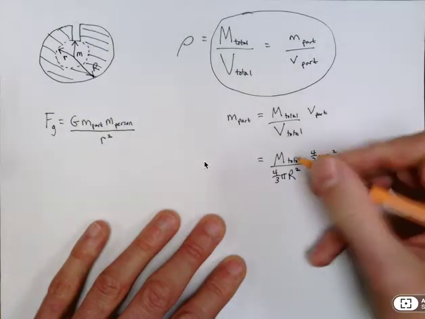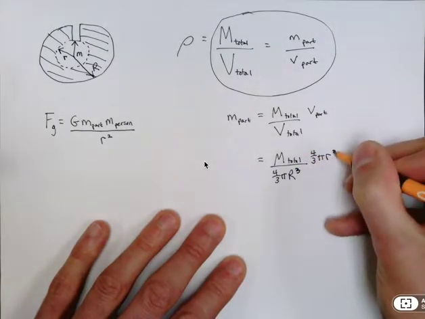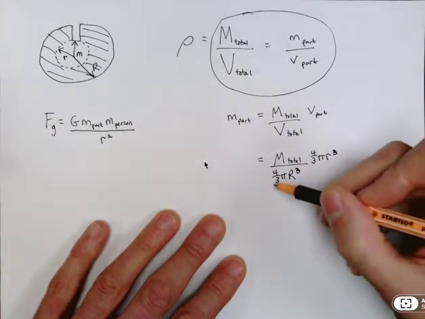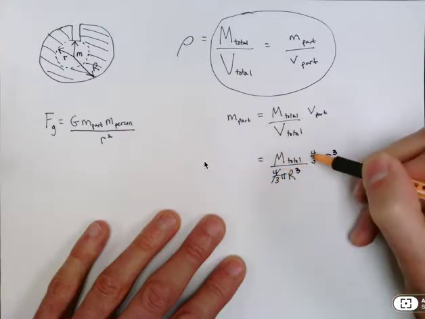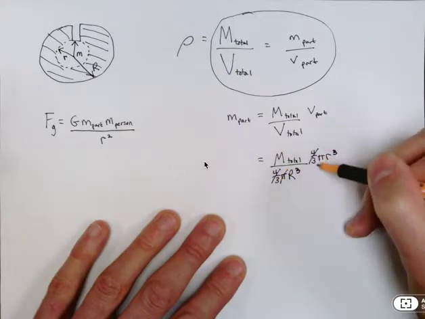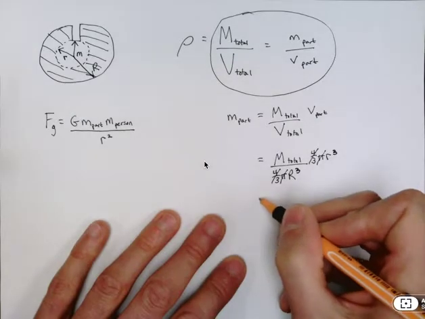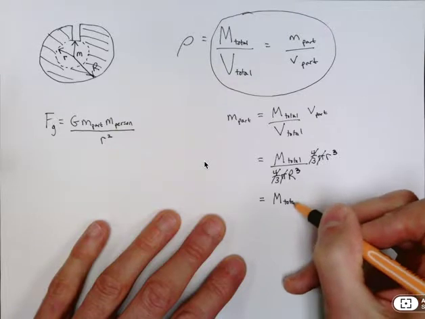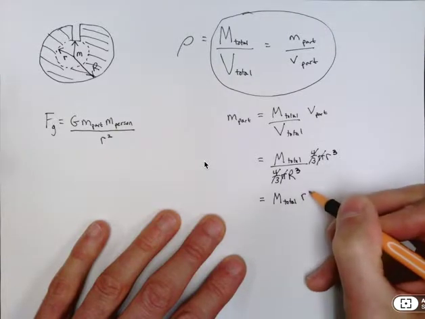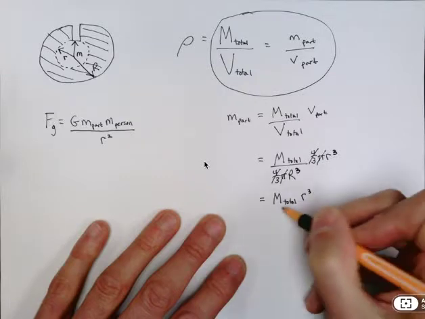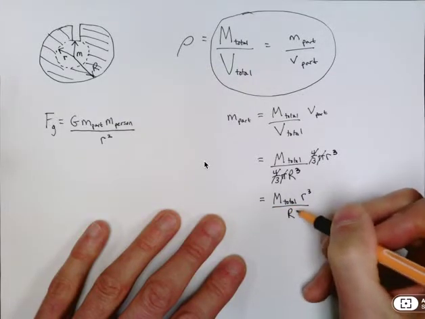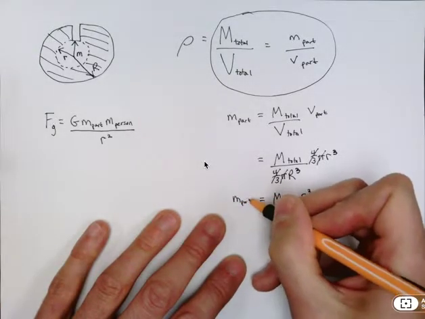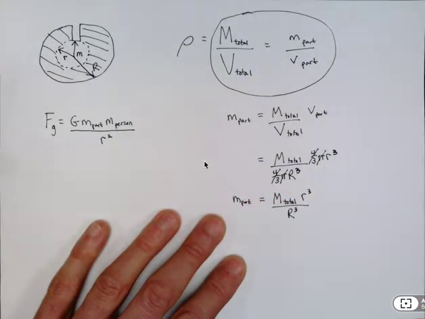And of course, I made a mistake. These should both be cubed, because that is the formula for the volume of a sphere, 4/3 pi r cubed. Sorry about that. I'm going to cancel out the 4/3 and the pi's. What I'm left with is the mass of the entire Earth, m total, times the radius of the part of the Earth we're interested in cubed, divided by the radius of the entire Earth cubed. That is the mass of the part of the Earth that is underneath the person's feet.